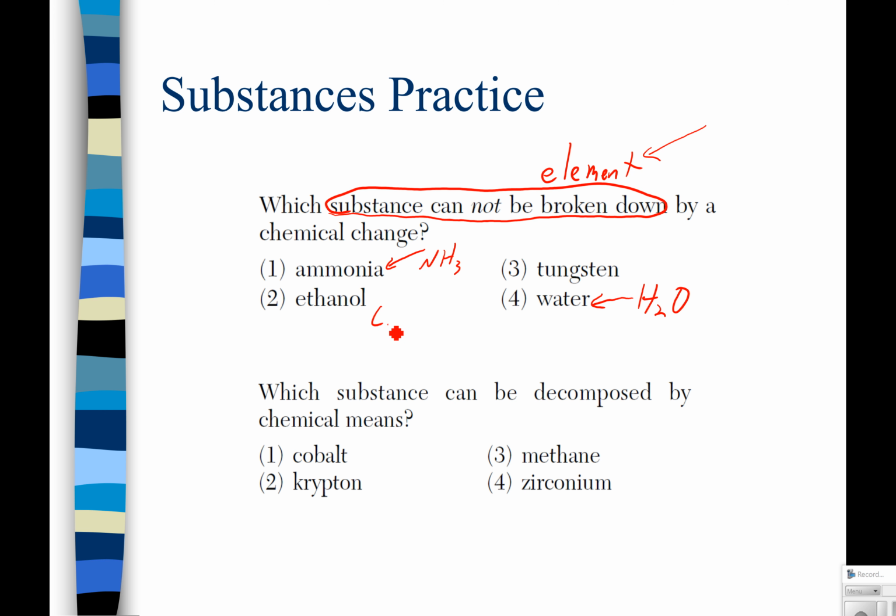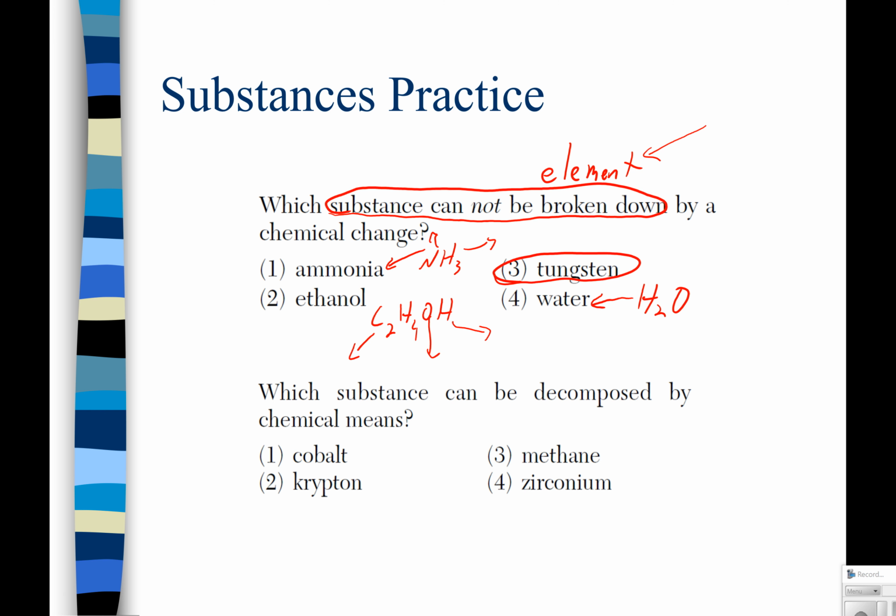And ethanol is an organic compound that contains carbon, hydrogen, and oxygen. So each of these three examples can be broken down into separate elements. We could separate the hydrogen from the oxygen from the carbon, or the hydrogen from the nitrogen. It would no longer be ammonia, but it would be its individual elements. So in this case, the substance that cannot be broken down is tungsten. It's the only element on there, and we don't break down elements beyond their single atoms, at least with chemical change.